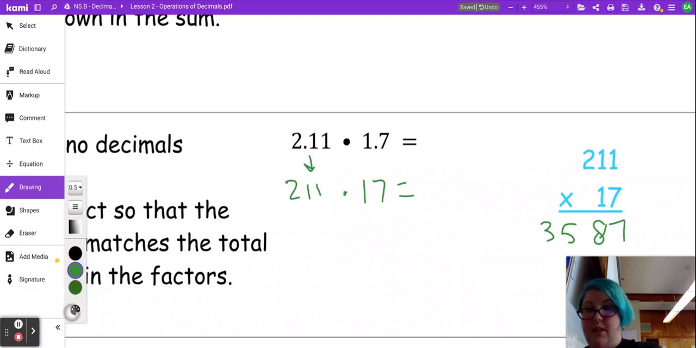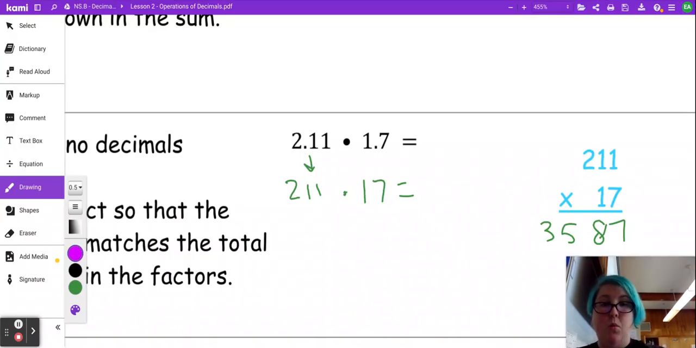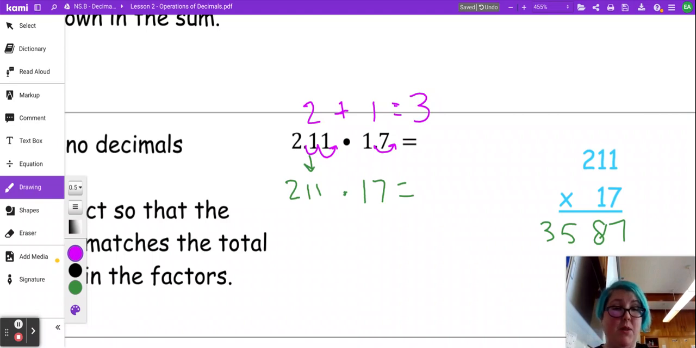So, let me grab a different color. Let's do pink. We moved the decimal 2 times for 2.11 to get 211. And we moved that decimal 1 time to get 17. If we add those two place values together, we get 3. So now, going back to our answer, we need to move our decimal 3 places in the opposite direction.